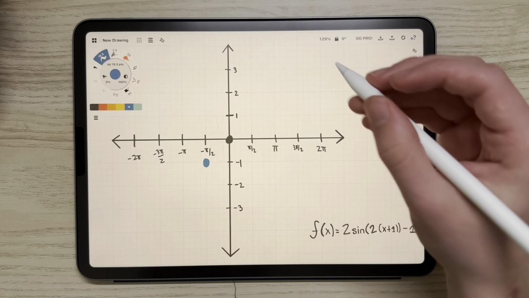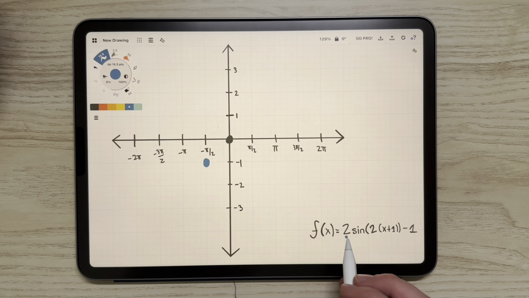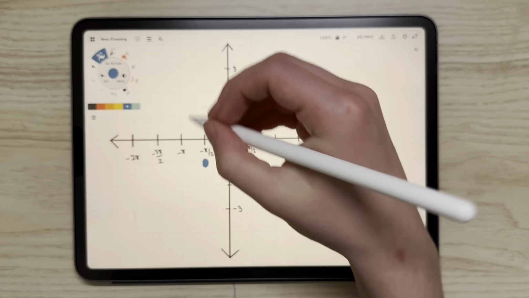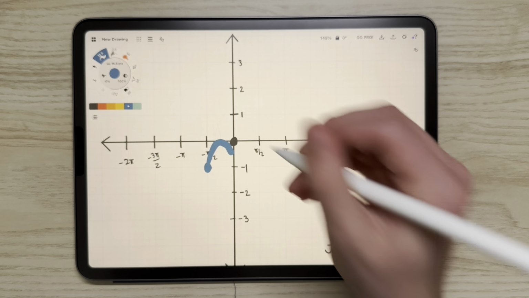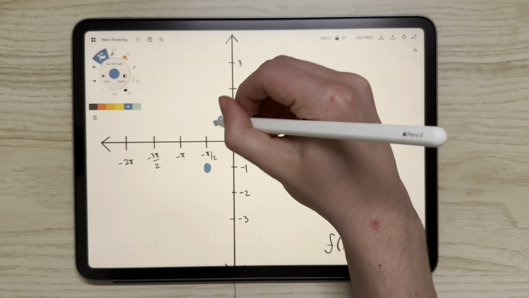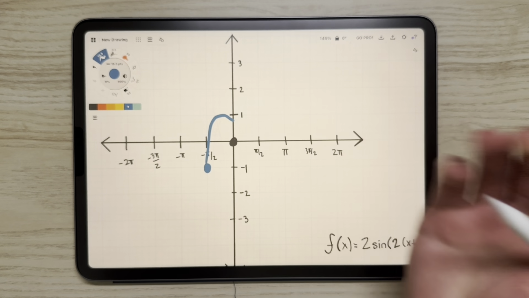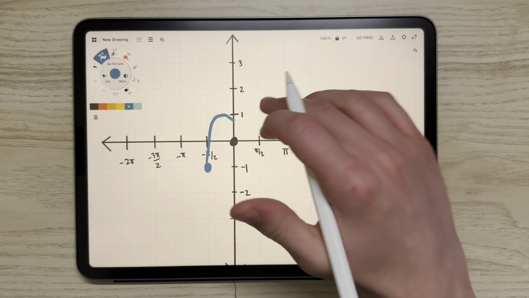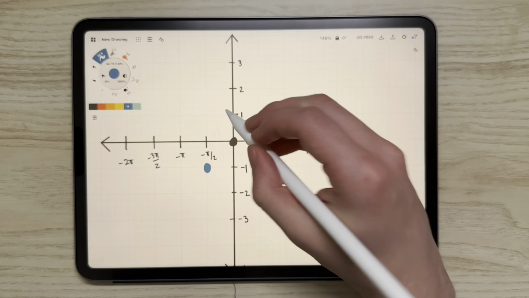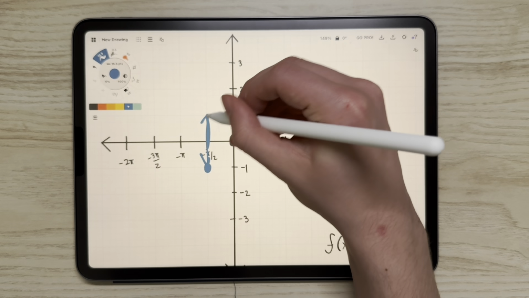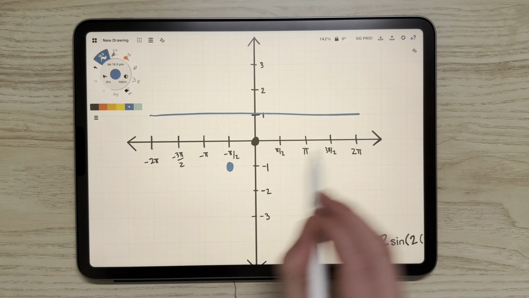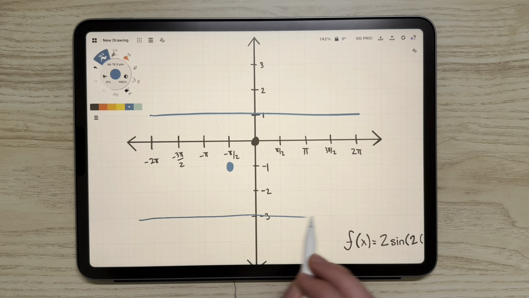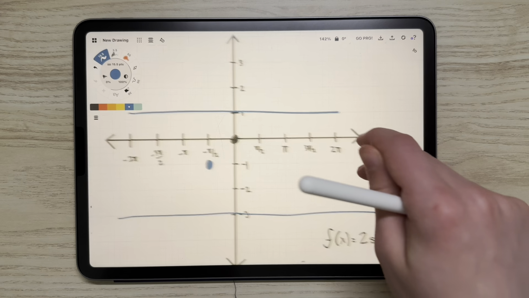Now let's try to find the vertical shift, or the vertical stretch, sorry. So the vertical stretch is 2, which means instead of the maximum being 1 unit away, it's going to be 2, because the distance from the midline to the maximum is the amplitude, which is 2. So this is as far as it goes on the top, and this is as far as it goes on the bottom.